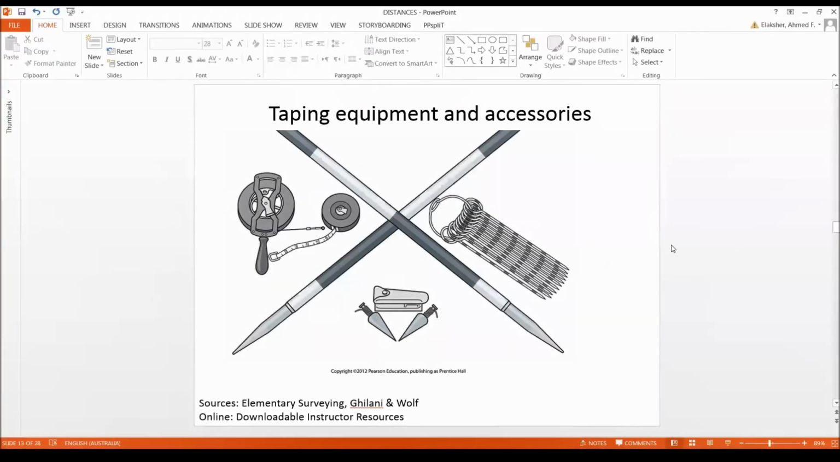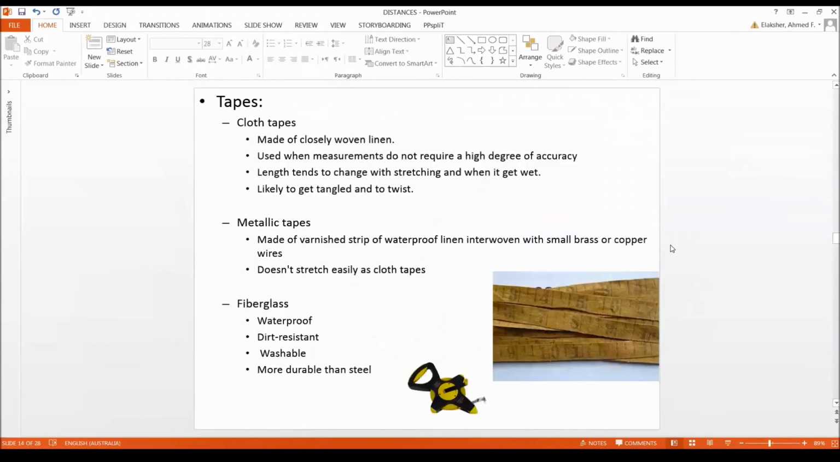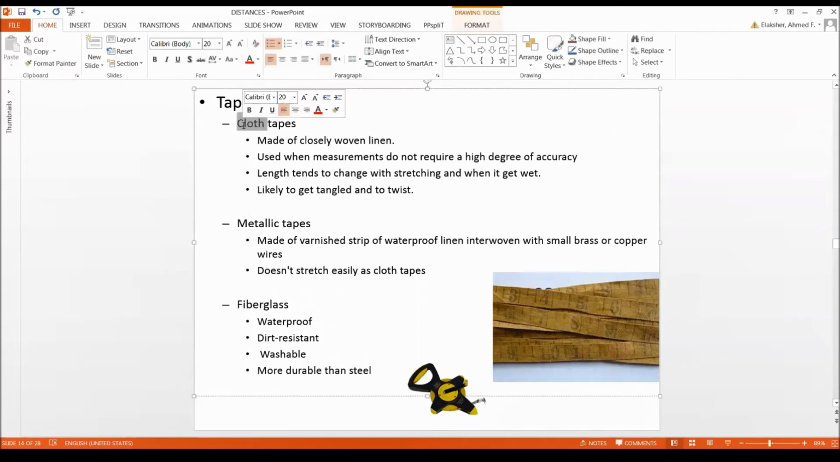With tapes, we have accessories. You probably have seen them. We'll talk about them in a little bit. We have different types of tapes. We have the cloth tape. We are not using them anymore because they tangle and twist very easily, and shrink and expand much more than steel tapes. We have metallic tapes.